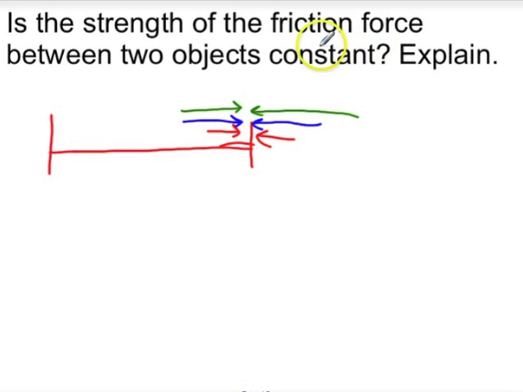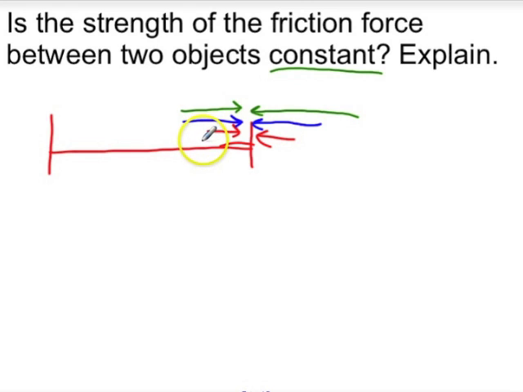So, was the amount of friction constant? Did it stay at one level? And the answer is no. When she pushed a little bit, there's a little friction. When she pushed even more, there was more friction. When she had to push with her brother, there was a larger amount of friction. It was even more.